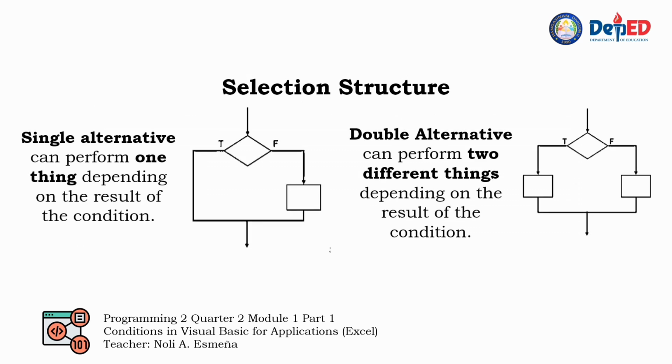There are two types of selection structure. First is the single alternative selection structure, which can perform one thing depending on the result of the condition. Second is the dual alternative selection structure, which can perform two different things depending on the result of the condition. Our example earlier used the dual alternative selection structure.